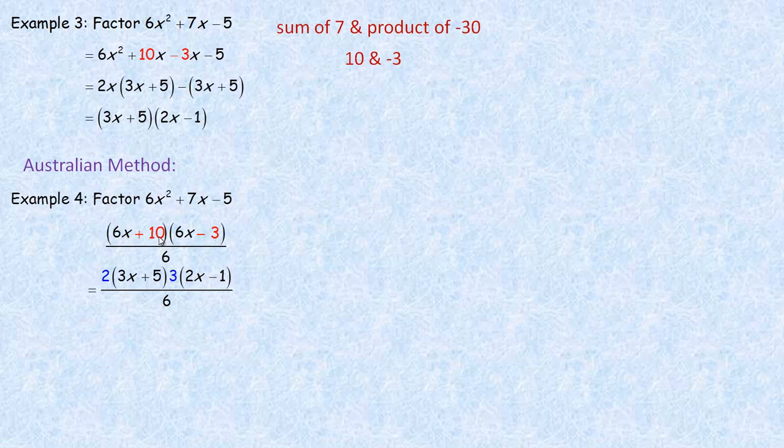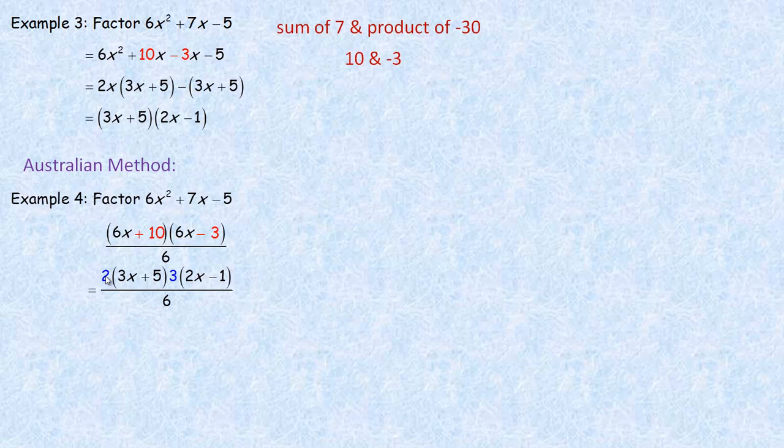If we factor a 2 out of here, there's the 2. Dividing this by 2, we get 3x. Dividing this by 2, we get 5. And then we can factor a 3 out of here. So 6x divided by 3 is 2x minus 1. And we factor a 3 out of a negative 3, and we get a minus 1.